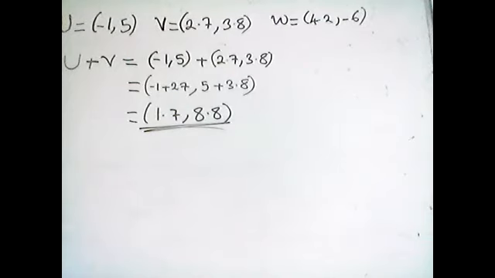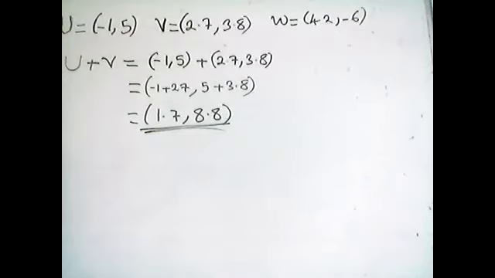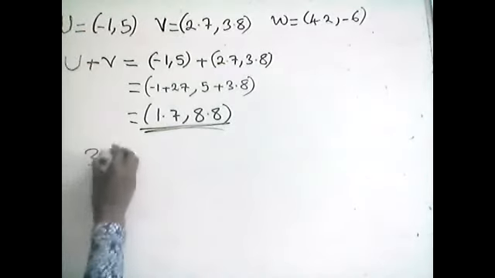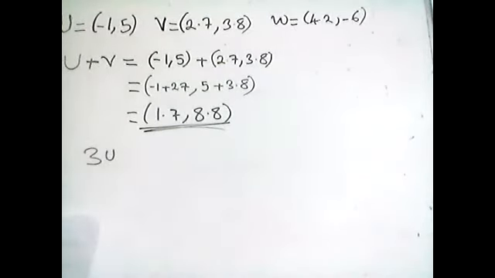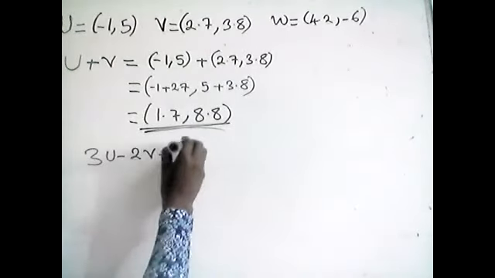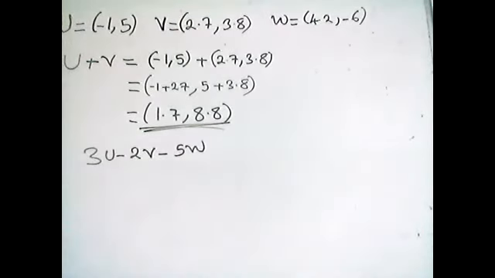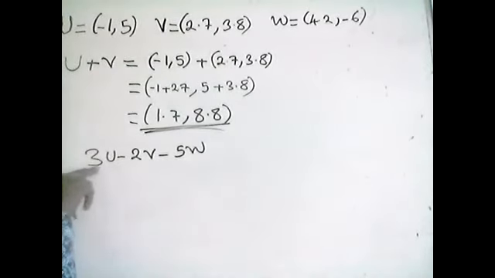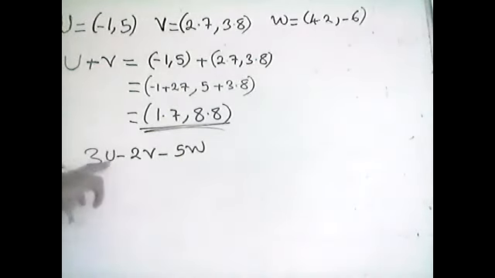The next one is 3u minus 2v minus 5w. So here, this is just a scalar, meaning that this is going to multiply everything. It's going to multiply every element of vector u. The 2 is also going to do the same, even the 5 is also going to do the same.